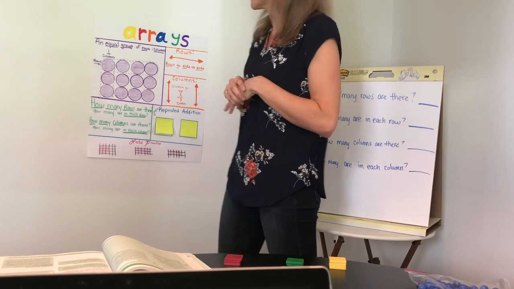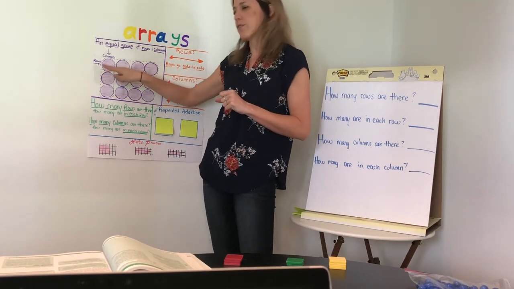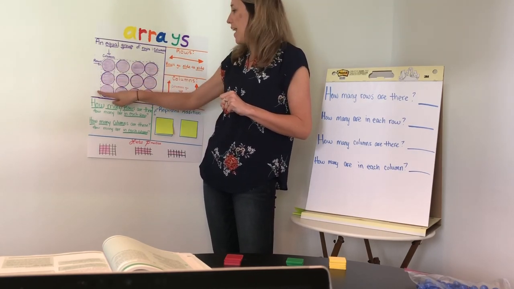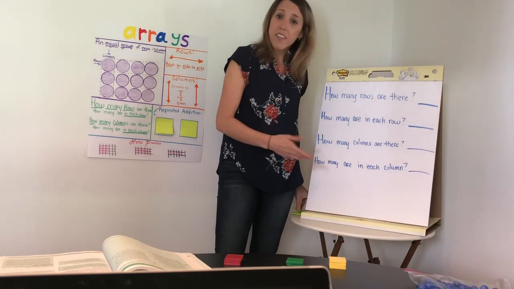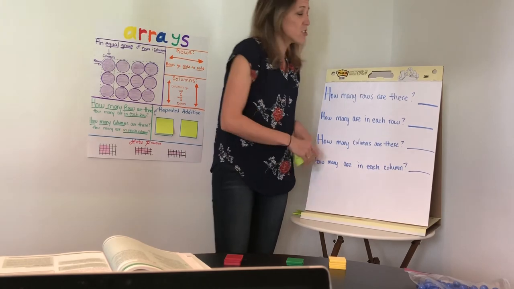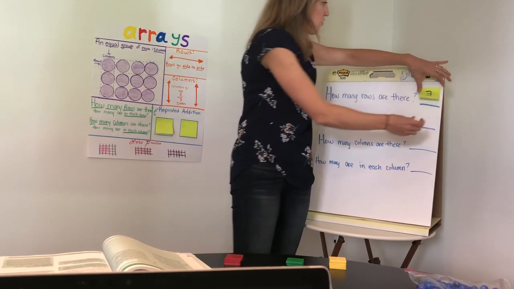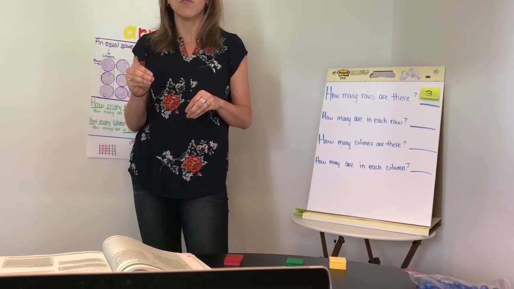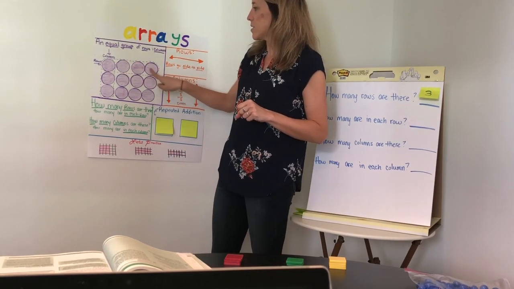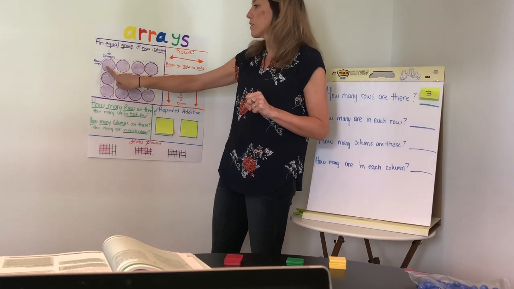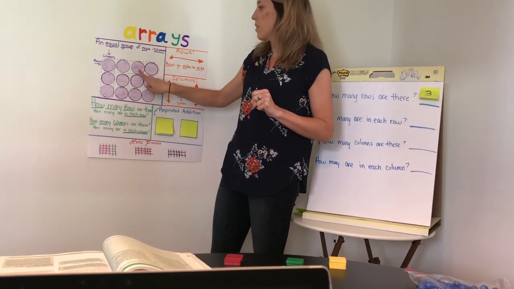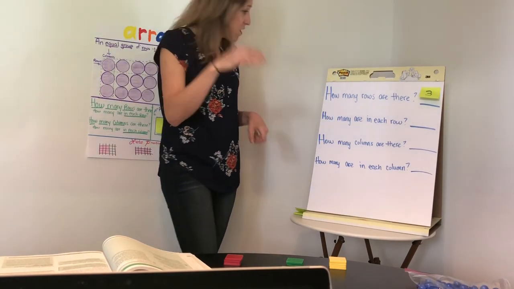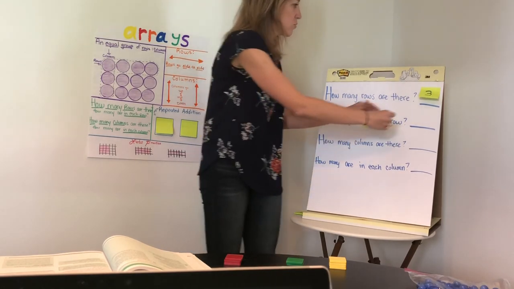We can count these together. Let's count them. Here's our rows. And remember, rows go side to side. So we have one row, two rows, and three rows. So how many rows are there? Three. Good job. There are three rows. Now, how many do we have in each row? Let's look. This is our row. Help me count them. One, two, three, four. How many are in each row? Four. Great job. There are four in each row.